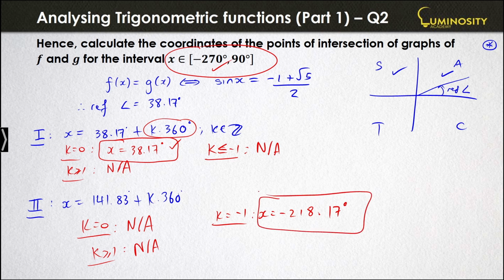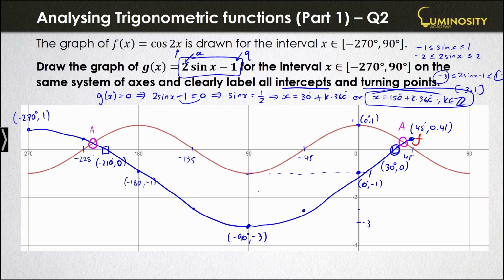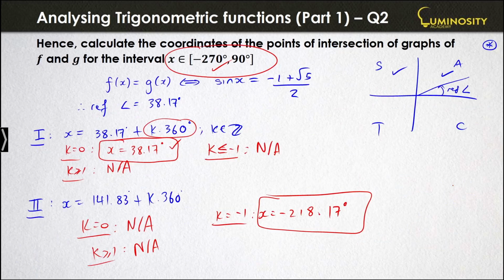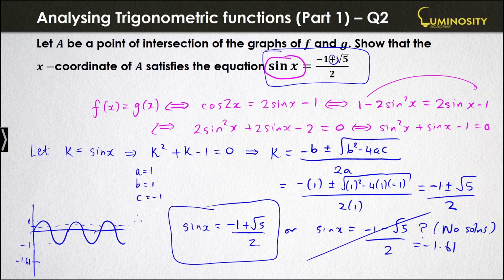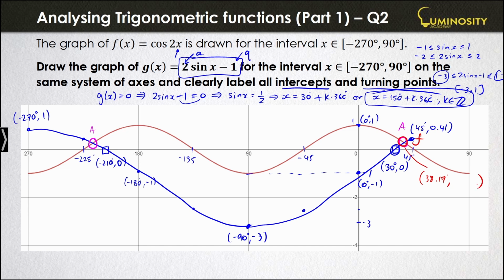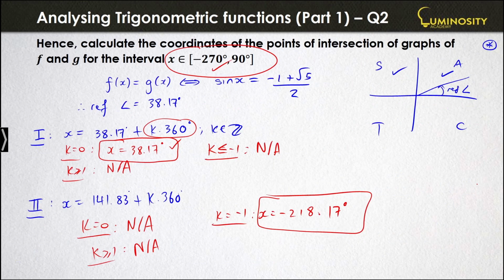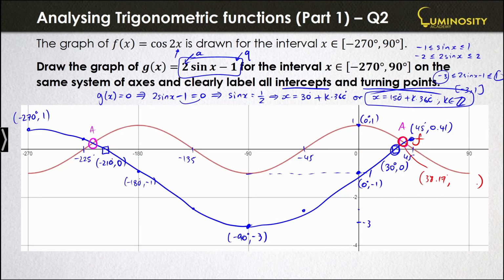So let's check if this makes sense. 38.17 degrees. There's the point of intersection. That looks about right. It's bigger than 30 but less than 45. So that point of intersection is 38.17 degrees. And did they want the full points or just the x values? They want the full coordinates, so we need to find the y value, so we'll substitute that in. And the other one was negative 218.17, which is over here. That also looks like it makes sense, because it's less than negative 210 but greater than negative 225.